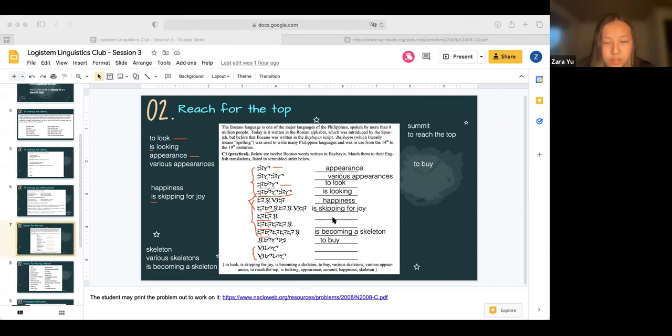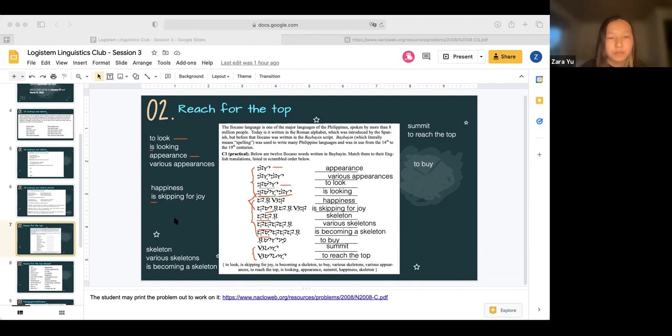So then down here, we have skeleton, various skeletons, and is becoming a skeleton. The shortest one is likely the base here. This one would be various skeletons. So finally, we have summit and to reach the top. So summit would be the base word here, and then this would be to reach the top. This one's kind of hard because you have to do symbols. I found problems like these where they have symbols instead of actual words to be harder, because it takes more effort to analyze this. But this is just an idea of how you would do it.